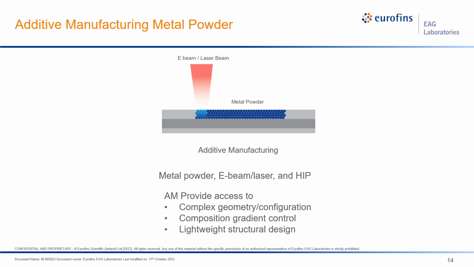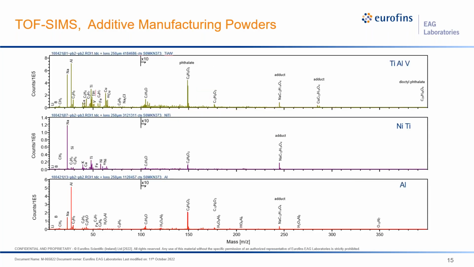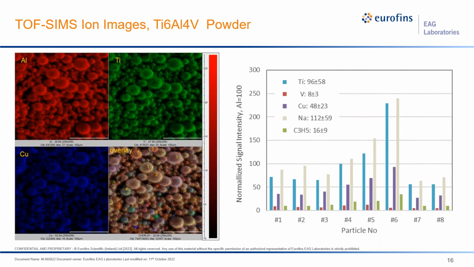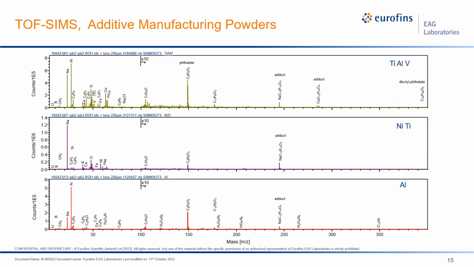And as you can imagine, in this type of manufacturing, the surface of the particles, or the surface chemistry of the particles, can be very important, and TOF-SIMS can measure that. We looked at 3 different powders. One was composed of titanium, aluminum, vanadium, one nickel titanium, and one was just an aluminum powder. And as you'd expect, we see the main components. We see aluminum at 27, we see the titanium at 48, and we see the vanadium at 51.